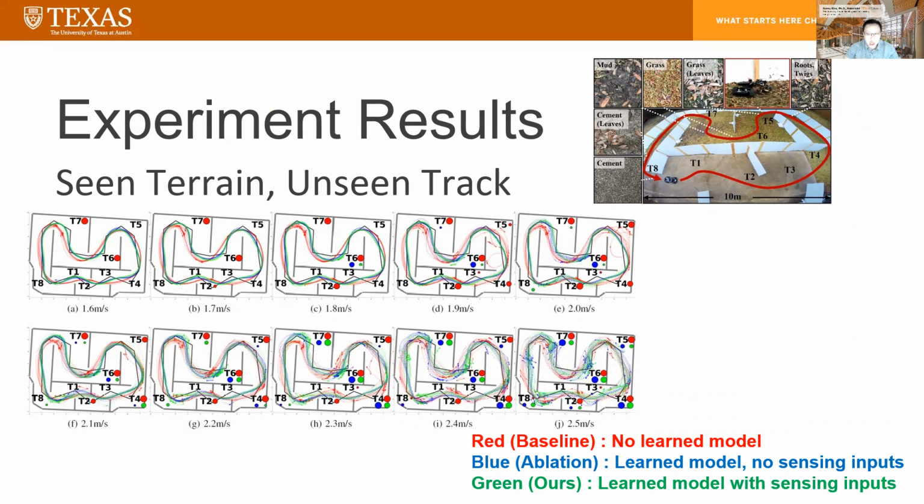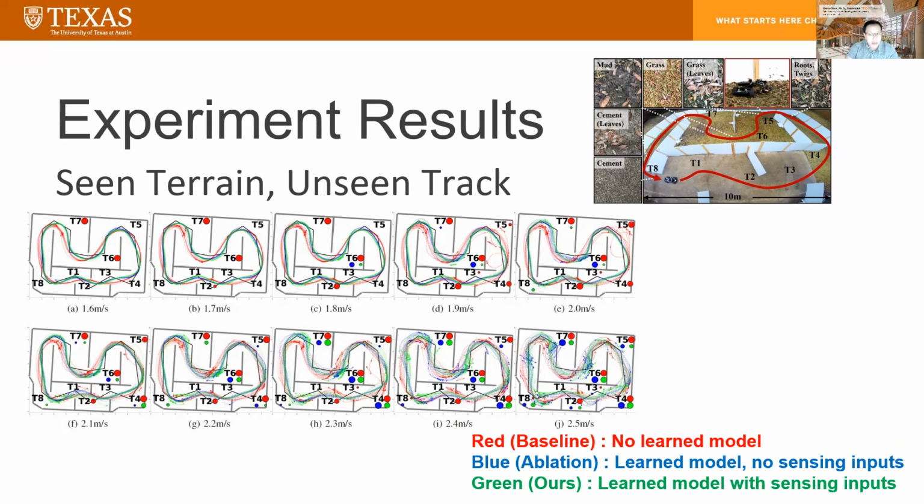So the size of the colored circles at each turn indicates the number of failures. The bigger the circles, the more failure cases it has encountered in that turn using that specific method, color coded by the red, blue, and green colors. You can see the failure number increases in general with speed. That is not surprising because there is more stochasticity. But the red circles are always larger than the blue ones, which are larger than the green ones.